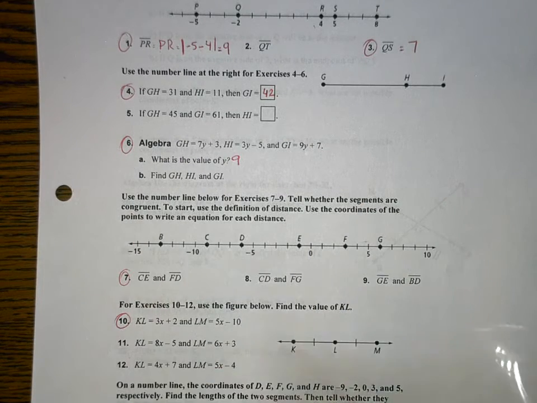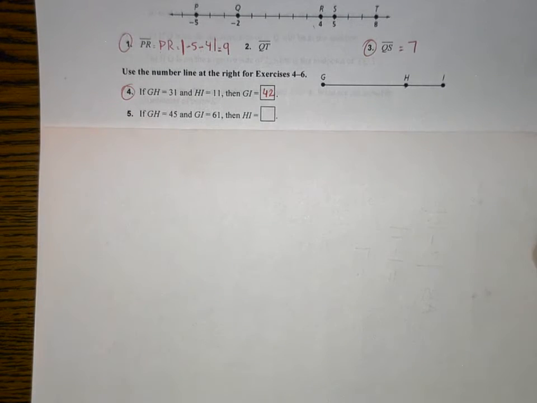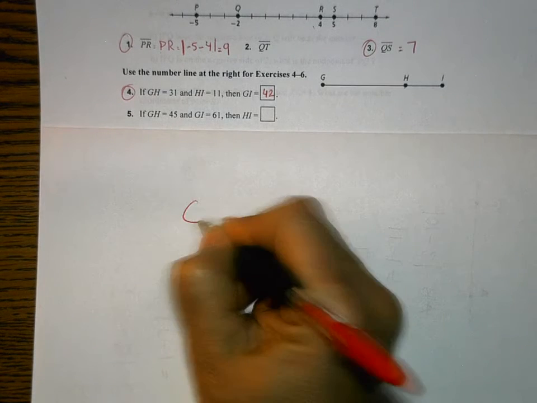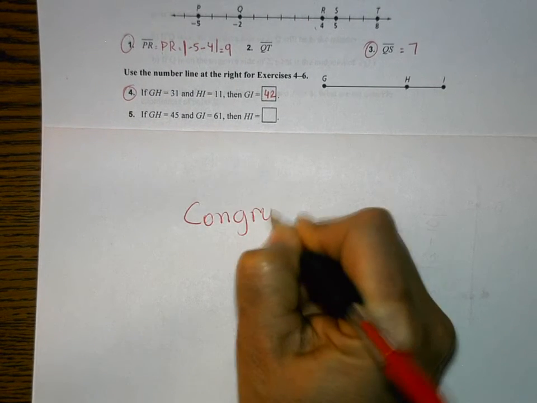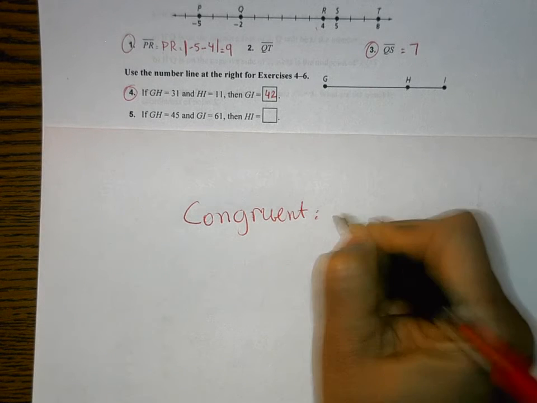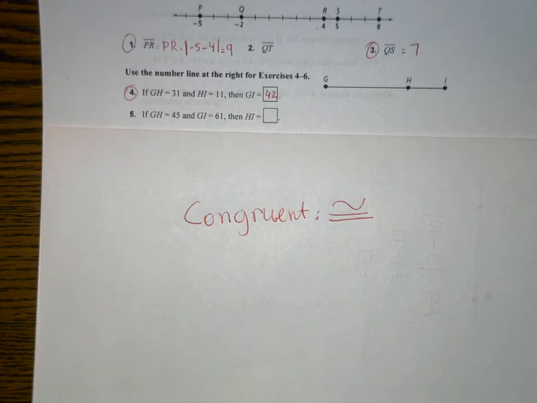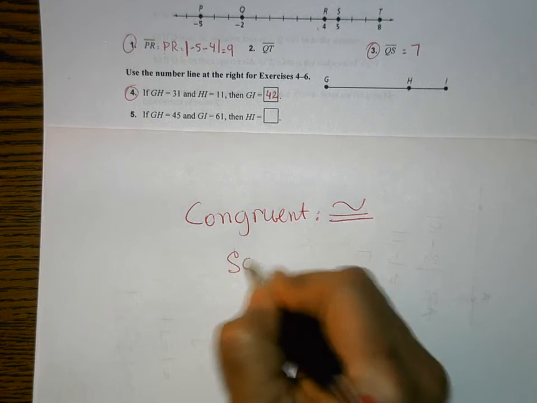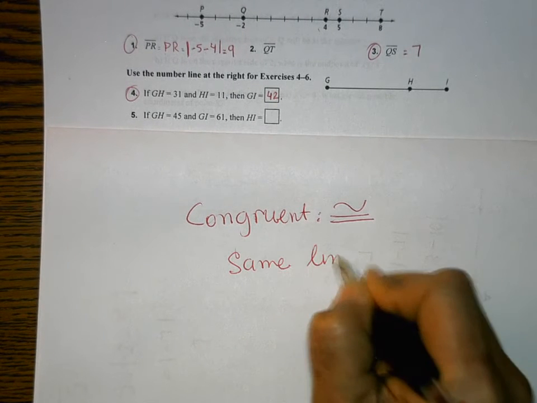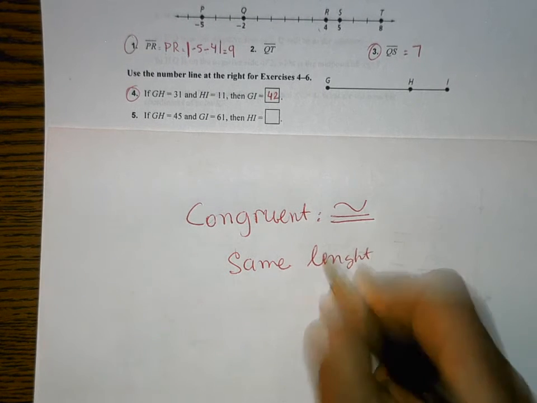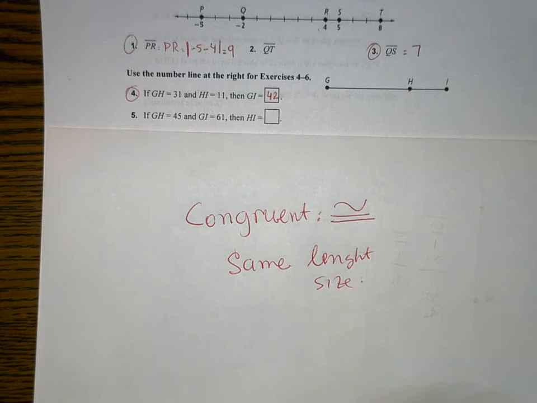The word congruent, let's go back here. A quick note review. The word congruent has the symbol equal with a little wiggle over it. That's what congruent means, and it means the same length or size or distance or shape. So congruent means that they are equal in a certain way, either in length or in size.